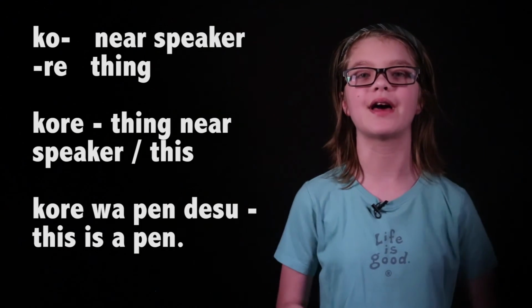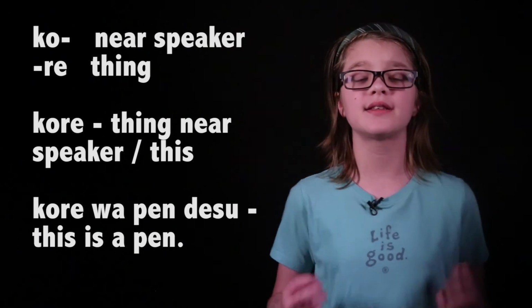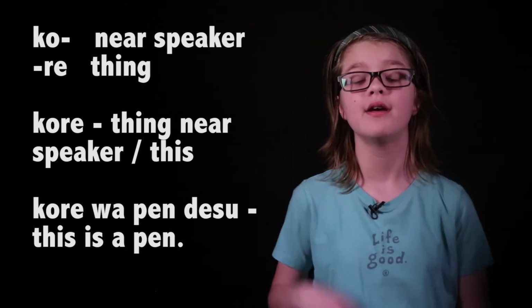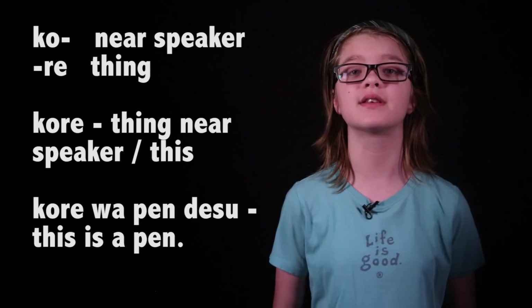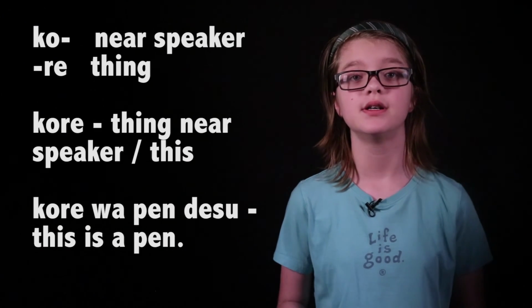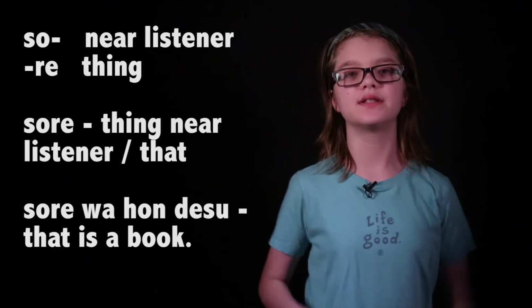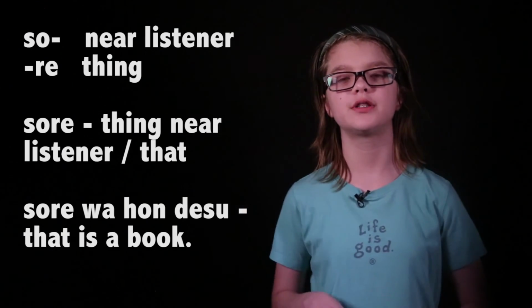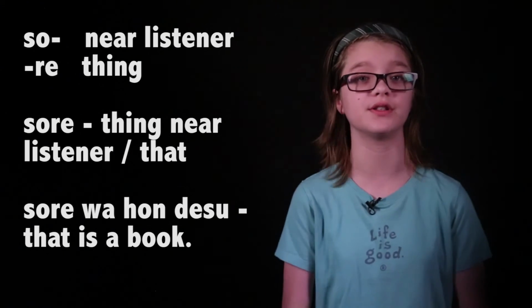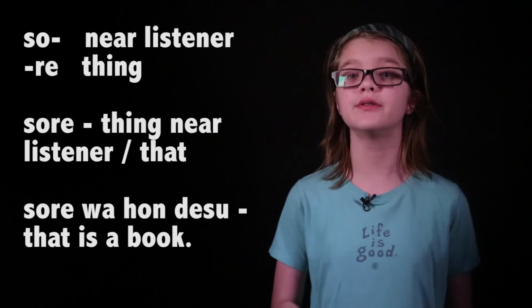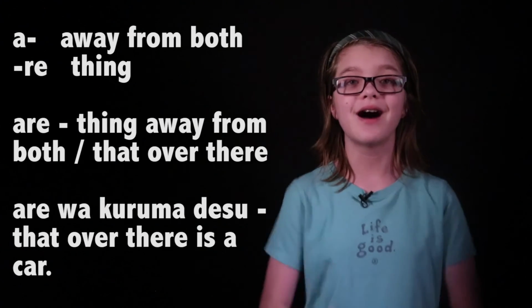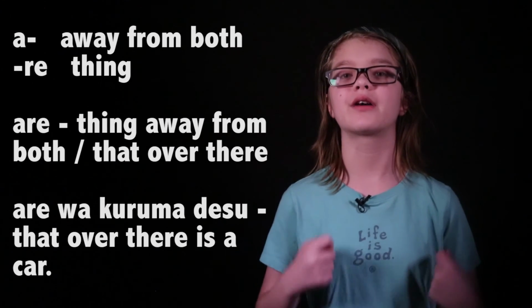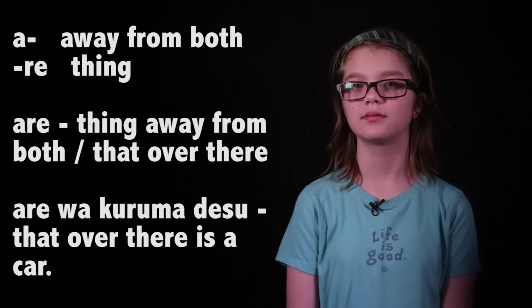First, you take the ko and add re, and you get kore. Since ko means close to the person speaking, and re means a thing, kore means a thing close to the speaker, or this. Kore wa pen desu. Same thing if I add so to re, and I get sore, which means a thing close to the person being spoken to, or that. Sore wa hon desu. That is a book. Are is that over there. Are wa kuruma desu. That over there is a car.